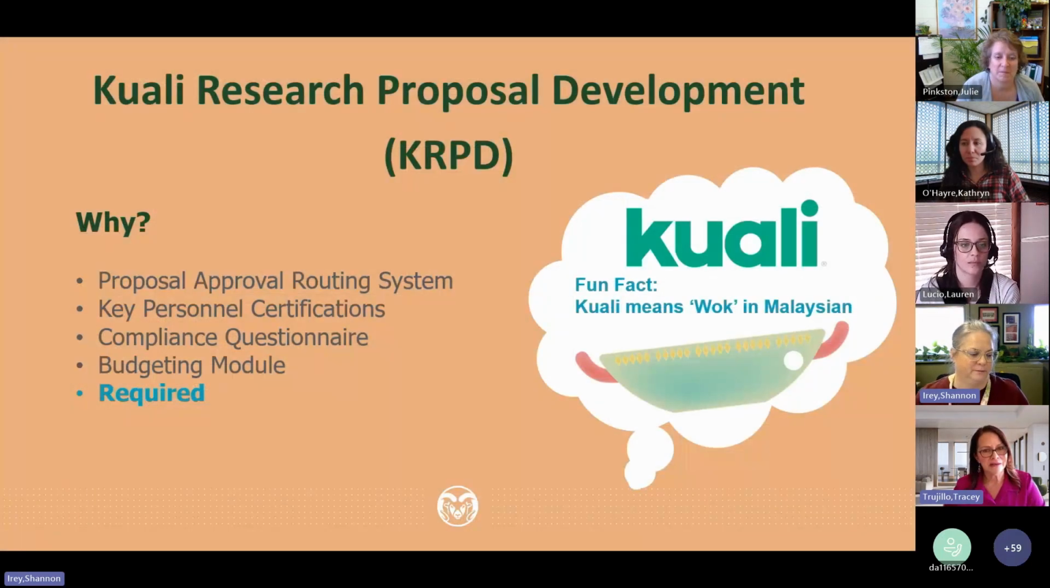So KRPD, or Quality Research Proposal Development System, is the system of record at CSU. And Kuali, just a little fun fact for you, is the Malaysian word for wok. When Kuali was developed, it's open source software, it was a foundation. So partners were institutions of higher education. They would contribute programmers, time, money, and Kuali came about as the name because it's a Malaysian wok. So all these ingredients go into one pot. So that's kind of the idea behind Kuali and the naming of that.